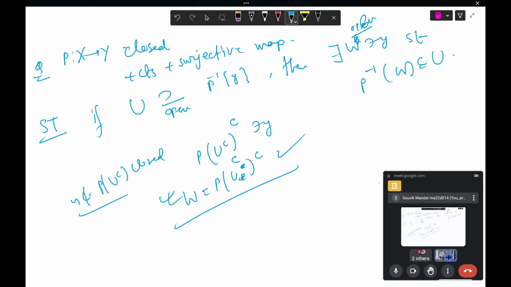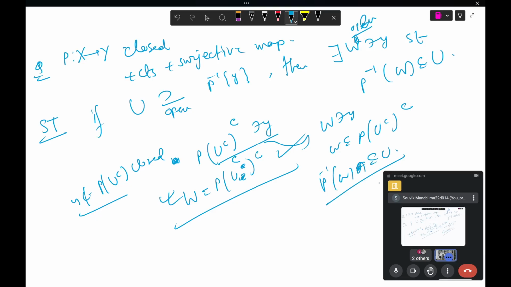I mean, the W is an open neighborhood. The point is that I understand that P of U complement, the open set, contains Y, so we can get a neighborhood W containing Y. So the W is contained in the complement of P of U complement, and then you need to show that P inverse W is a subset of U, and that's almost obvious. This is what you are trying to say, right? This is what you want. You are giving the argument, right? Yes, sir. Yeah, good.